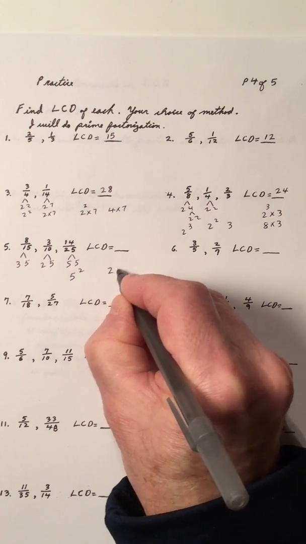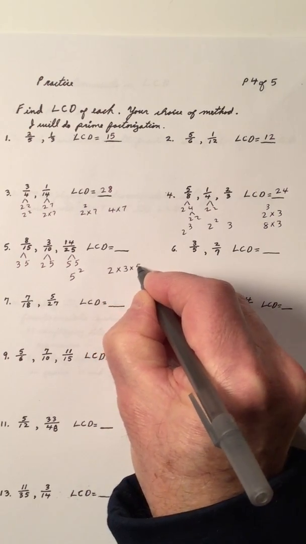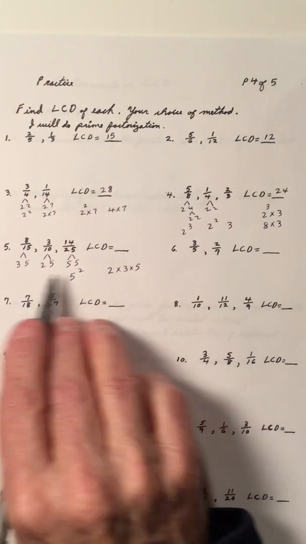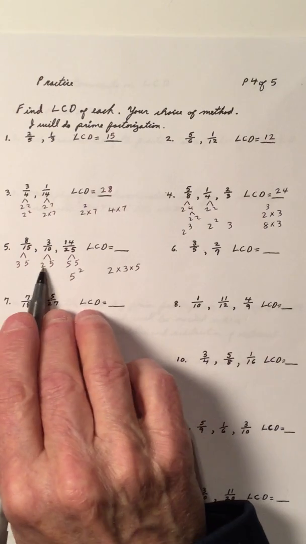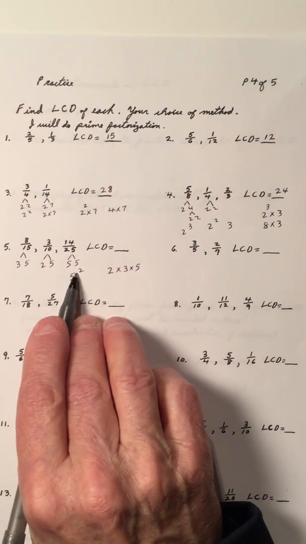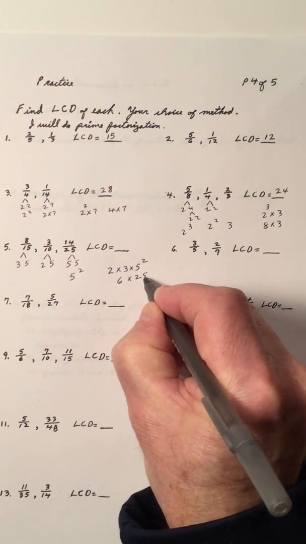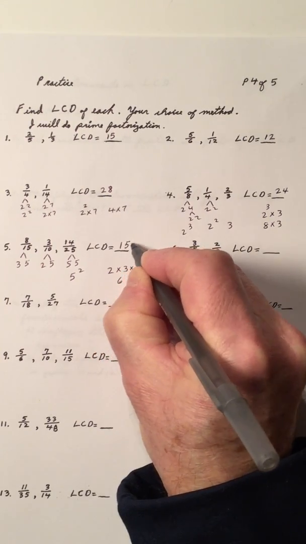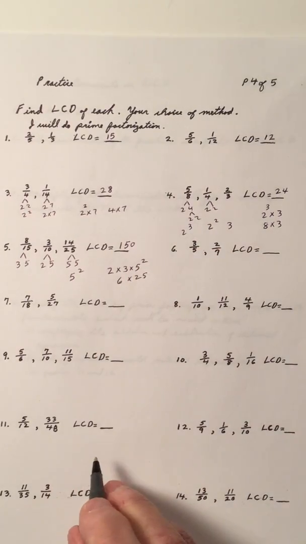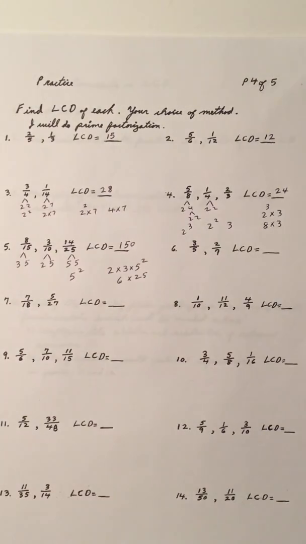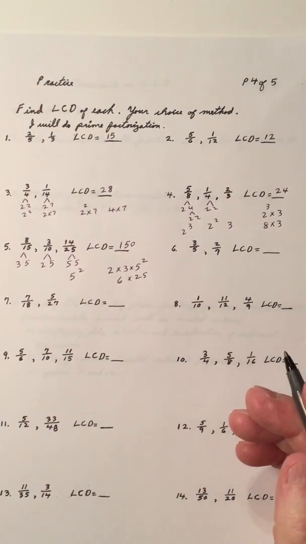So I have a 2, a 3, and a 5 as all the factors. There's only one 2, only one 3, and the largest exponent of 5 is 2. So that's 6 times 25. So we have a denominator of 150, the least one, which is the least common multiple. Again, when the numbers get larger, breaking it down to prime factorization makes the work easy.